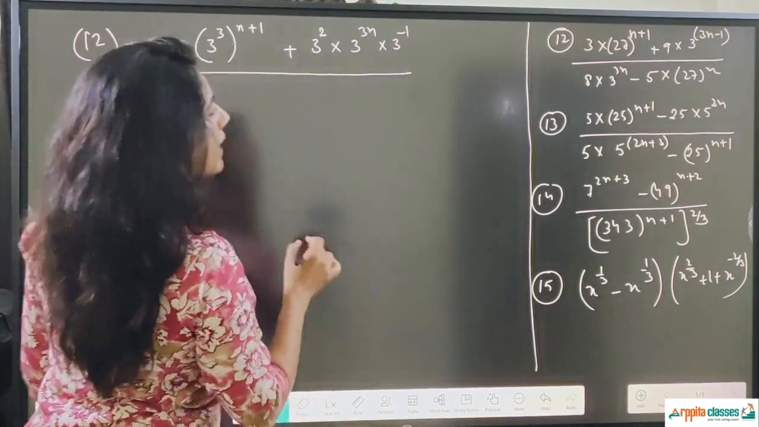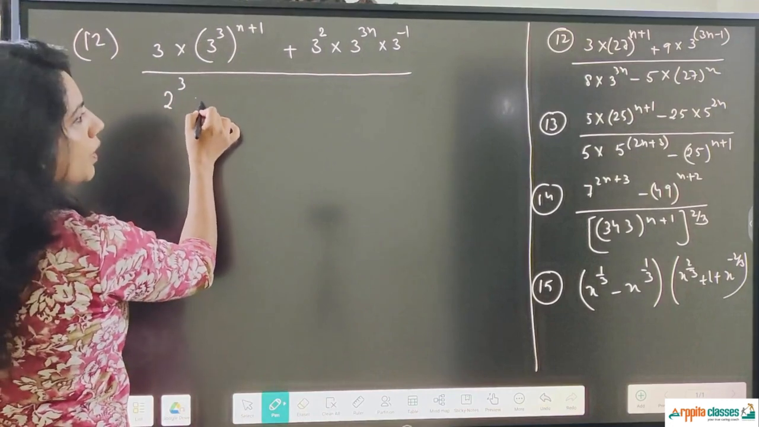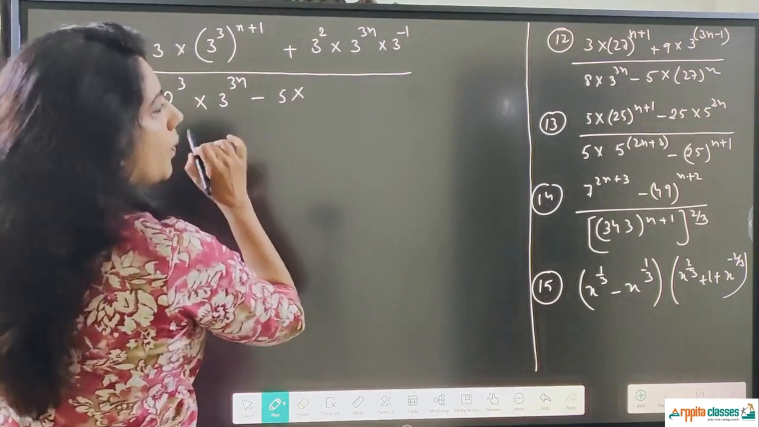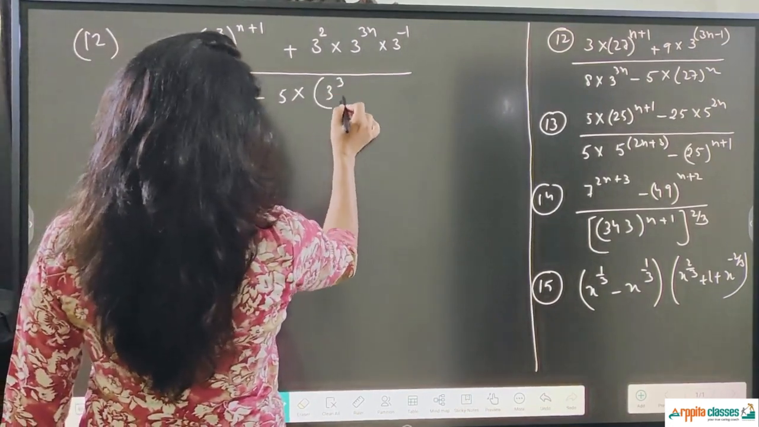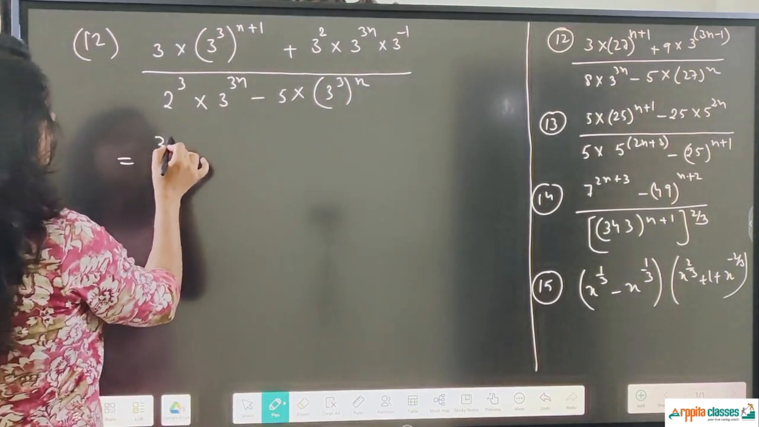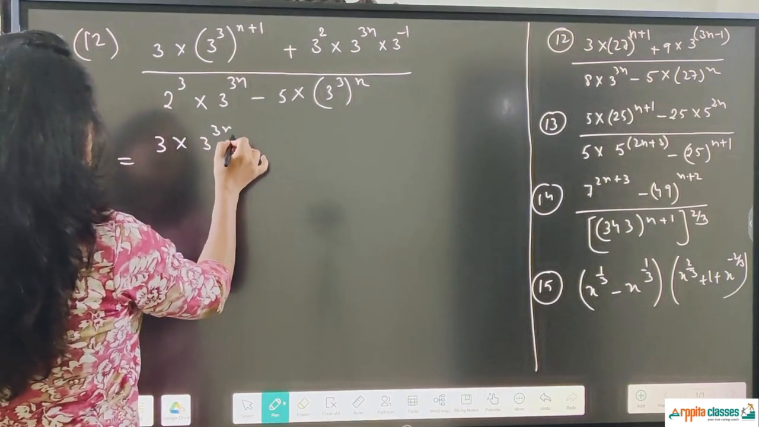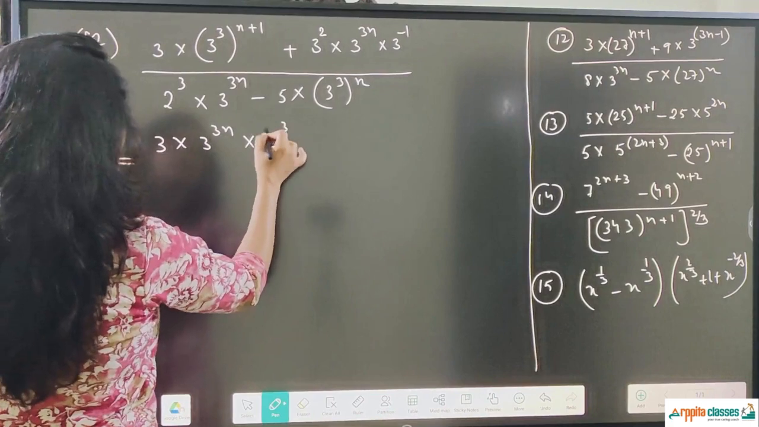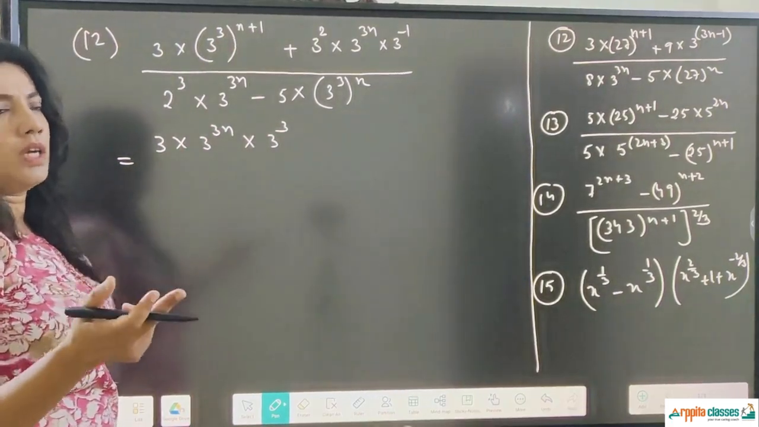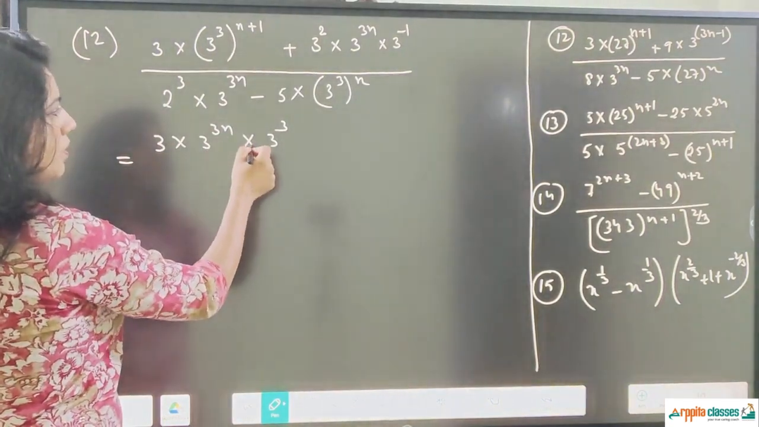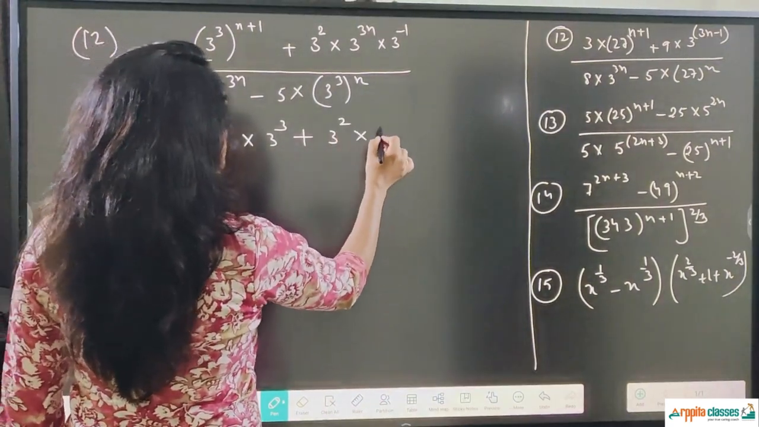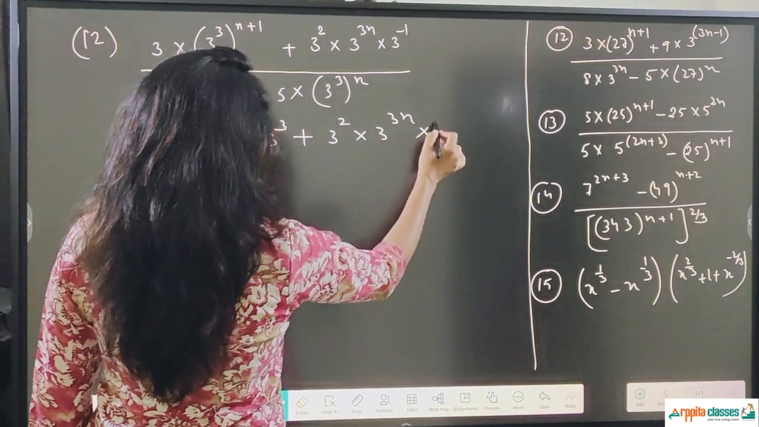Divided by 8. 8 can be written as 2 cube into 3 to the power 3n minus 5 into 27, that is 3 to the power 3 whole to the power n. So now this will be 3 into 3 to the power 3n into 3 to the power 3. I just split this: it is 3 to the power 3n plus 3. 3n plus 3 can be written as 3 to the power 3n into 3 to the power 3, plus 3 square into 3 to the power 3n into 3 to the power minus 1.